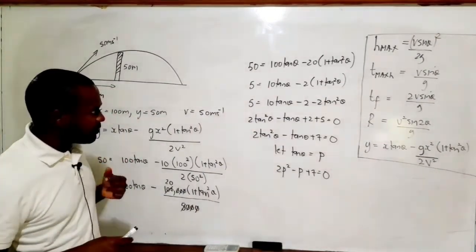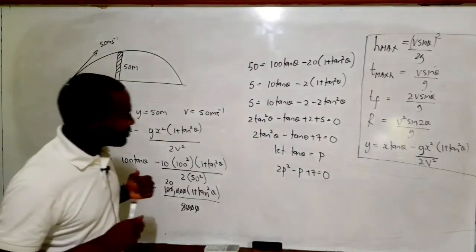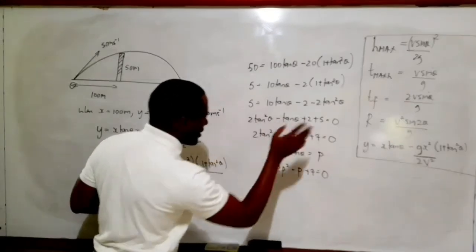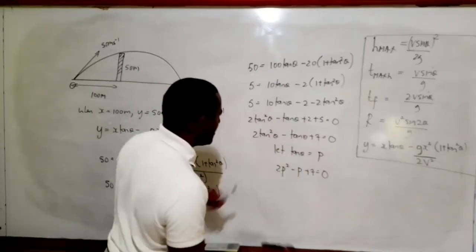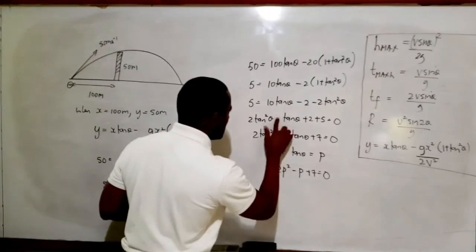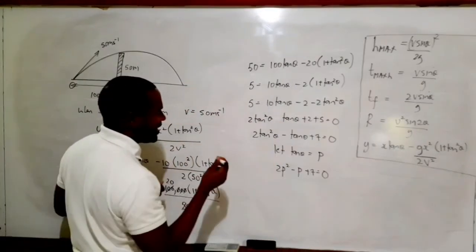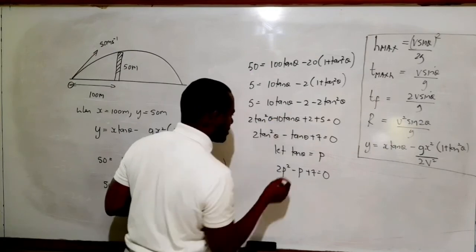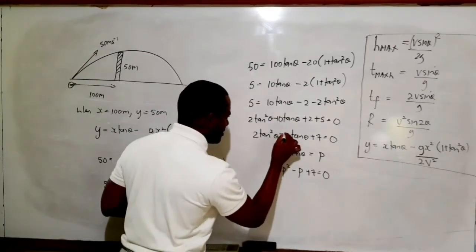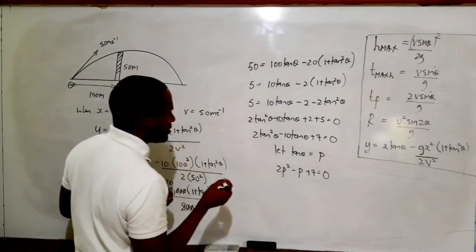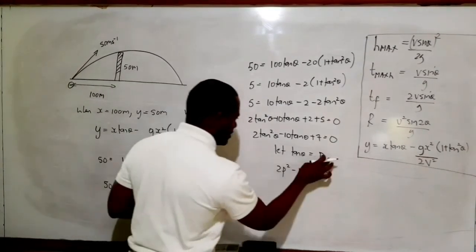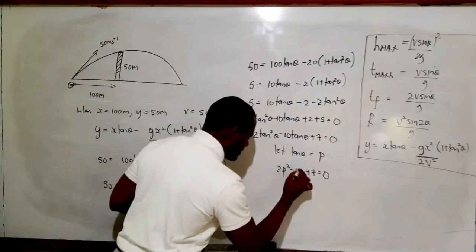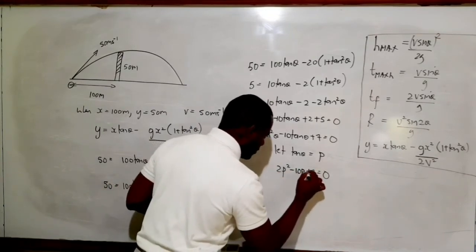Oh, right, I recognize I made a little mistake here. So in bringing over the terms, I somehow forgot to put the tan theta. So this should be minus 10 tan theta. So minus 10 tan theta. This again is minus 10 tan theta. So if we let tan theta equals p, then the equation becomes 2p squared minus 10p plus 7 equals 0. And that is our equation that we'll have to solve.